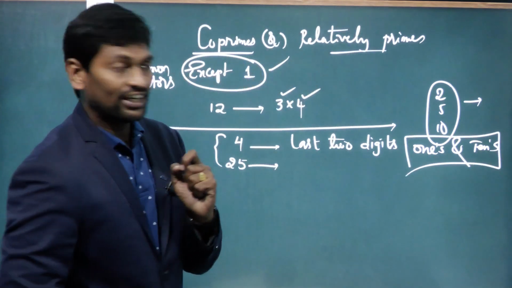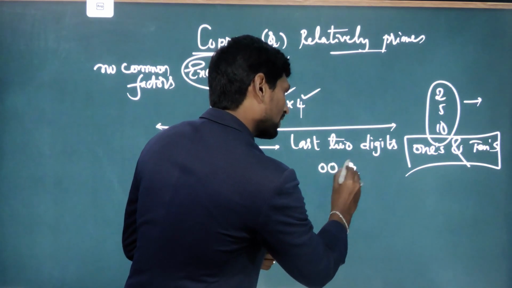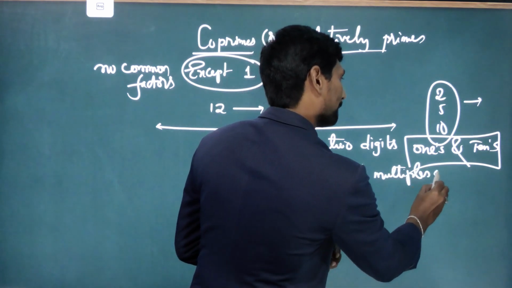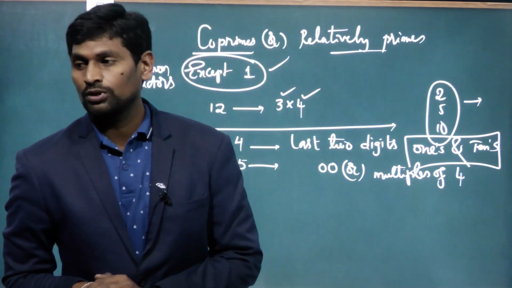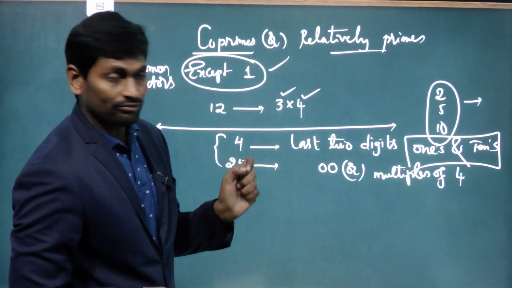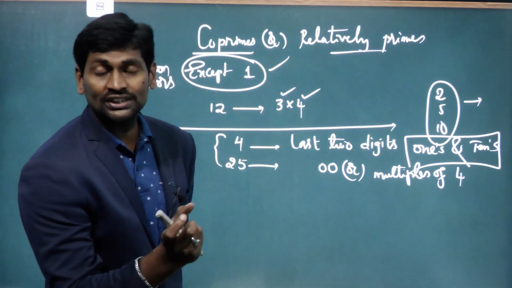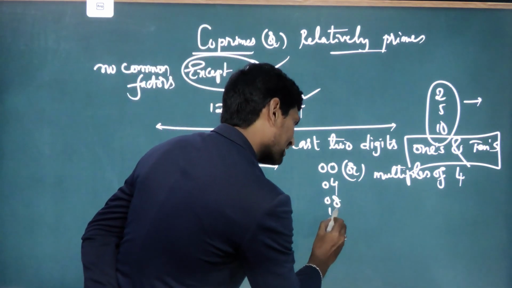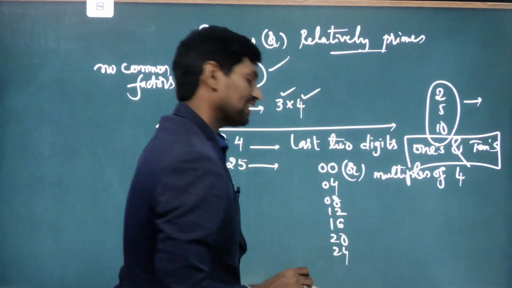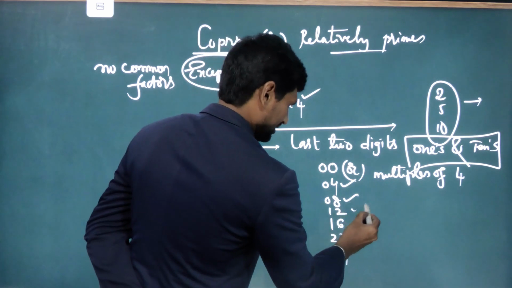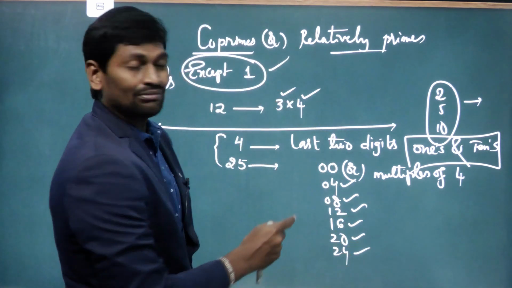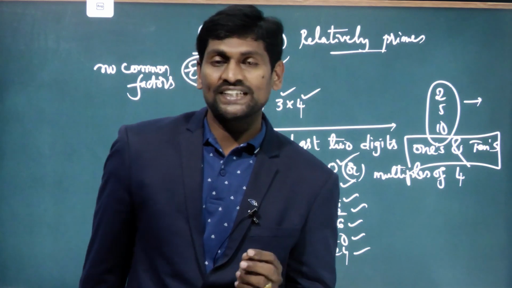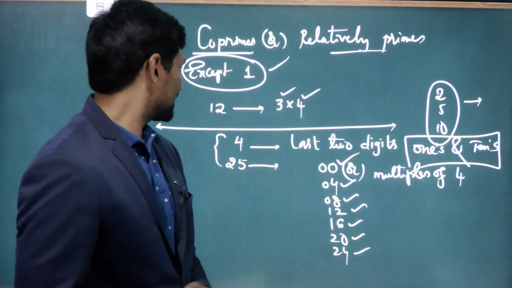If the last two digits of a number are zeros or multiples of 4, then the entire number is divisible by 4. That means the last two digits can be zeros or 04. 04 is also a multiple of 4. 04, 08, 12, 16, 20, 24. While observing the last two digits, if these numbers are present in the last two digits, we can say the entire number is divisible by 4.